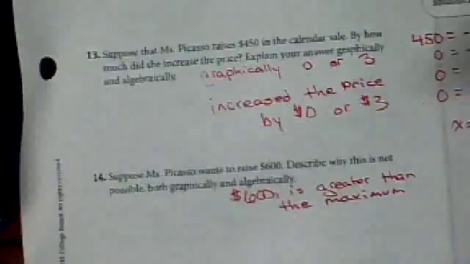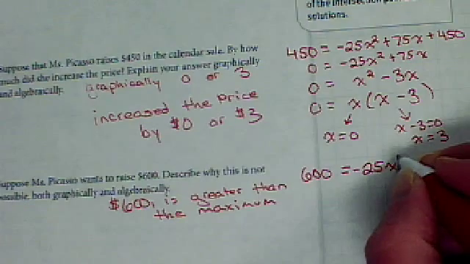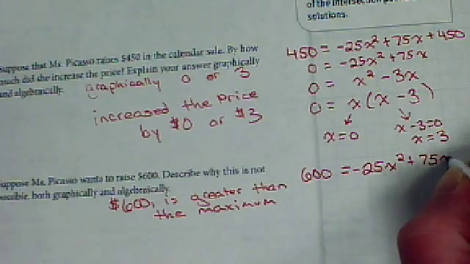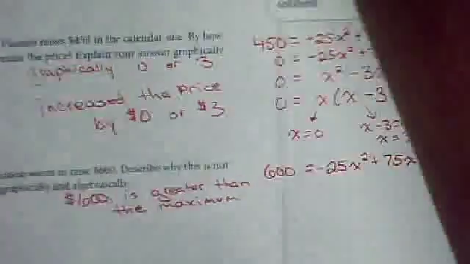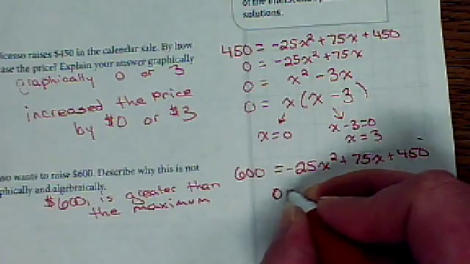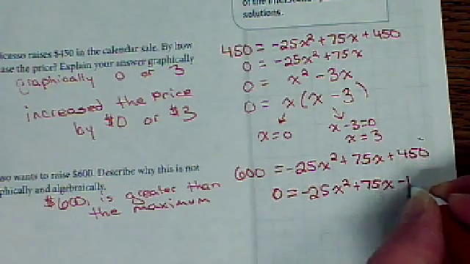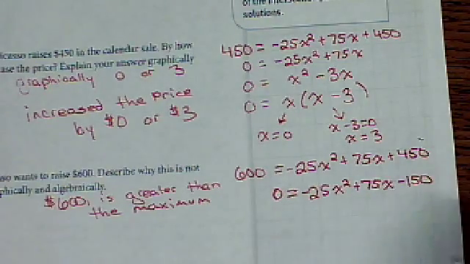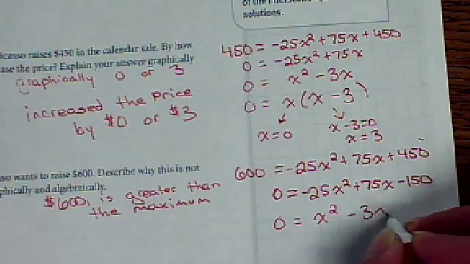Now, algebraically, how could we prove that she can't have $600? Well, you would take your equation, or your function, and set it equal to $600 as your amount that you want. And we would need to solve for x. So this is algebraically solving the equation. I'm going to subtract the 600. And that will give me negative 150 here. I'm going to divide both sides of the equation by negative 25 again and get x squared minus 3x.